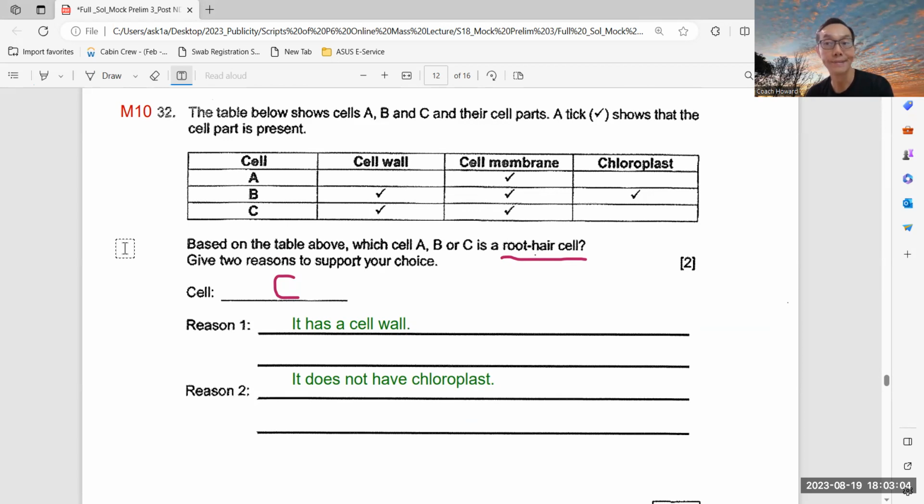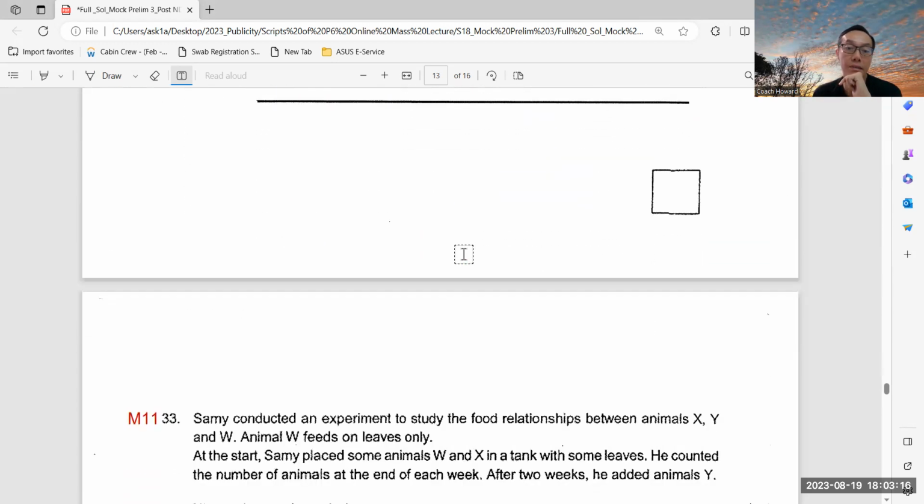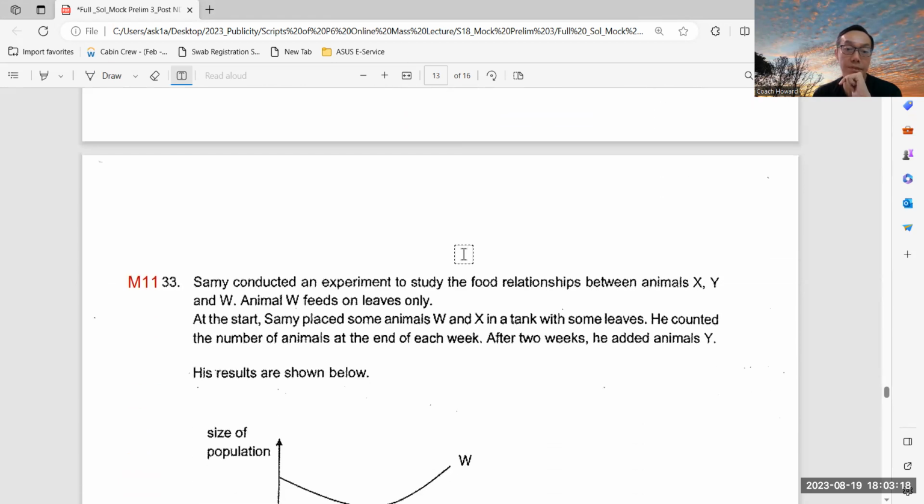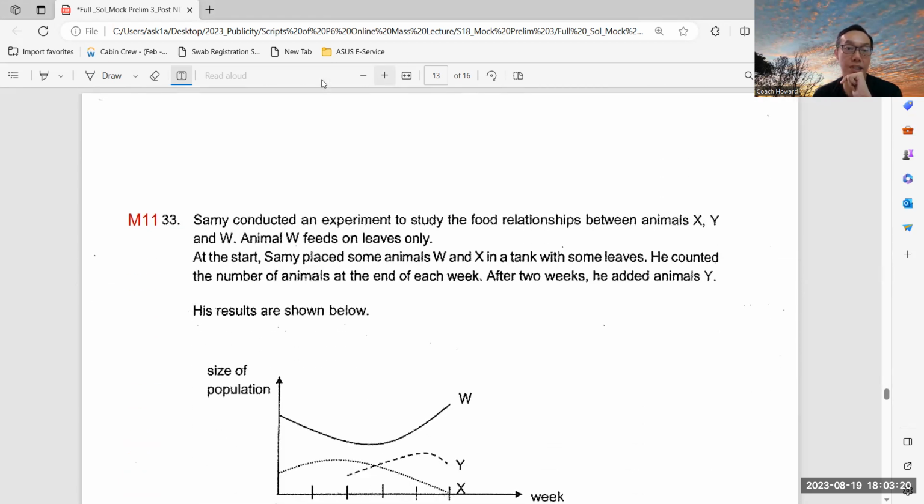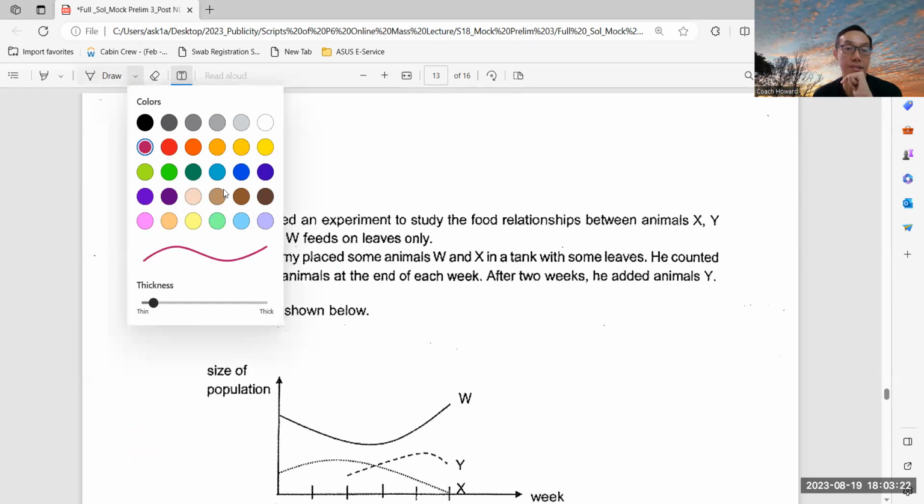Okay, root hair. Do you know the root actually has tiny hairs on it to increase the surface area to absorb water and minerals? Okay, now next question, M11. This is an interesting question on food chain and food web.